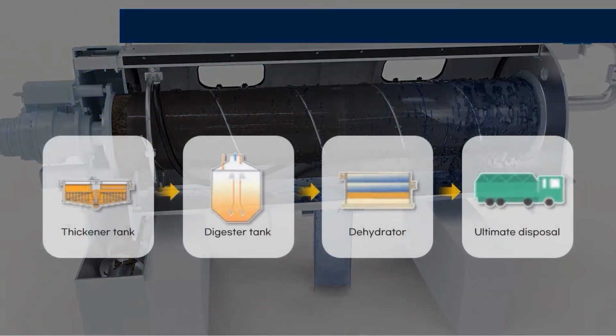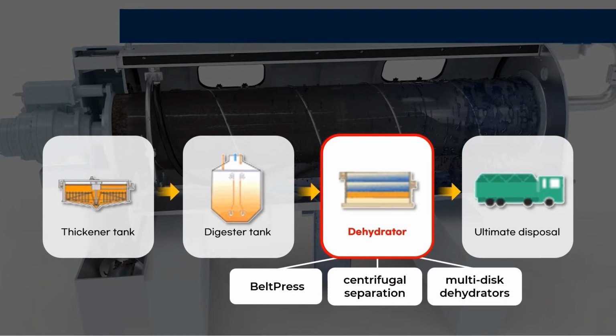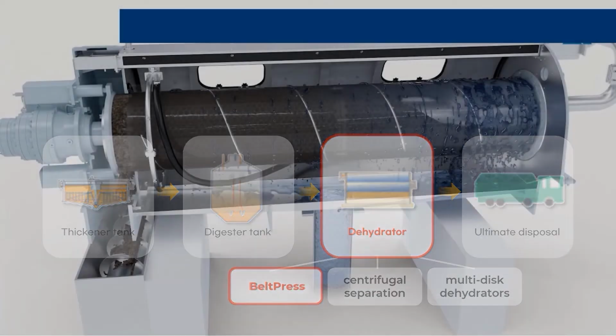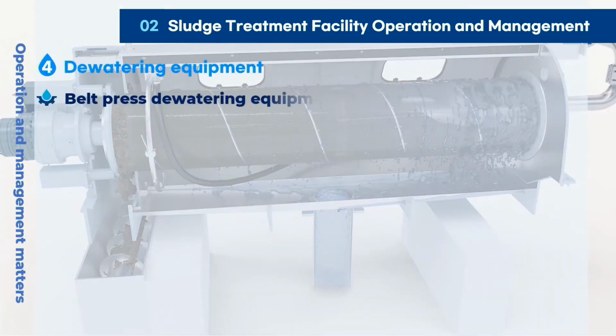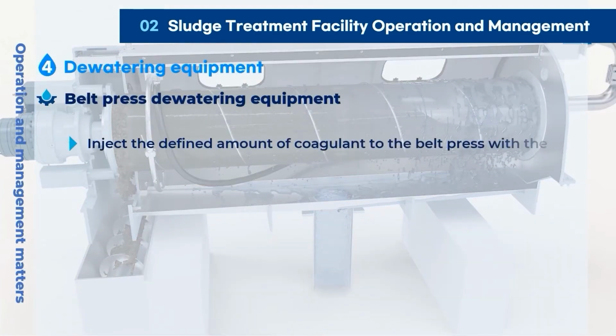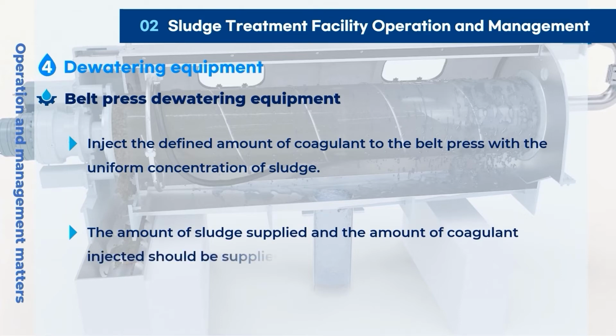The main types of dewatering equipment are belt press, centrifugal separation, and multi-disc dehydrators. First, belt press equipment produces sludge with a consistent concentration, and attention must be paid to make sure an appropriate flocculant dose is injected into the belt press. It is necessary to supply sludge and flocculant dose consistently at the optimal ratio.